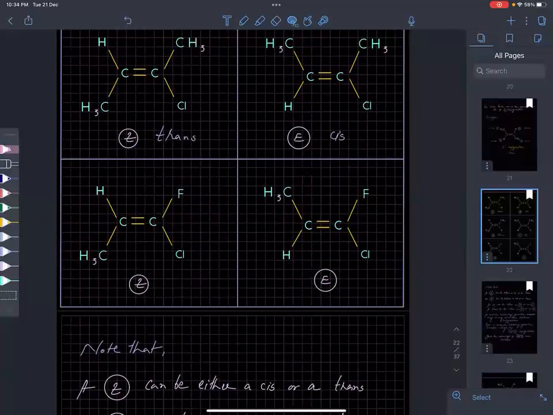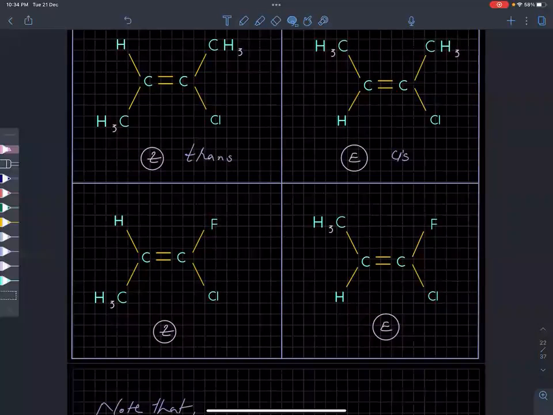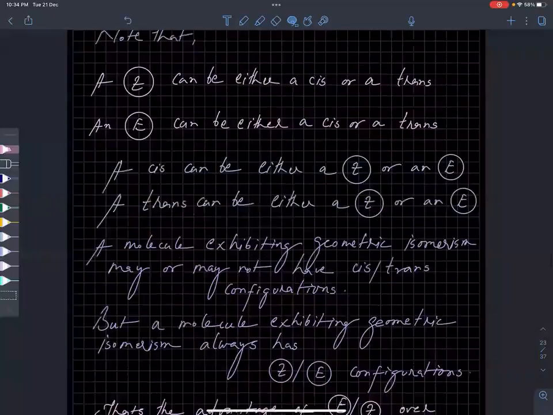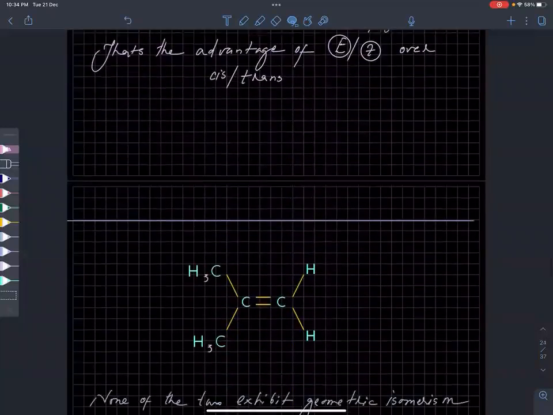But whenever you have geometrical isomerism, you will always have E and Z. You may or may not have cis and trans. Z can be trans, Z can be cis, E can be trans, E can be cis. All those things I have written here. Got it?